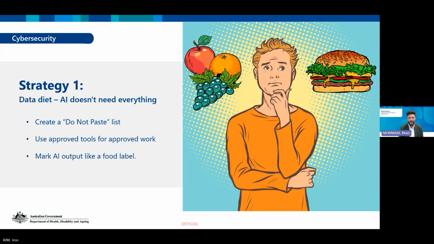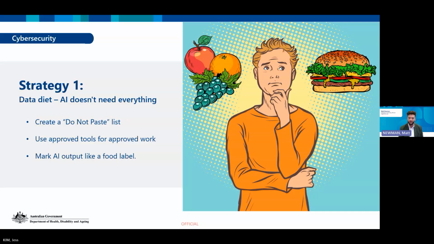And third, mark your AI output like a food label. You know those labels that say may contain nuts, made in a facility that processes dairy? Do that for AI content. When you generate something with AI, add a simple note or status that reads something like AI generated summary verified by Joe Blogs on the 19th of February 2026, or source data, publicly available reports, or requires human review before use. This creates a bit of accountability and helps the next person understand what they're working with.